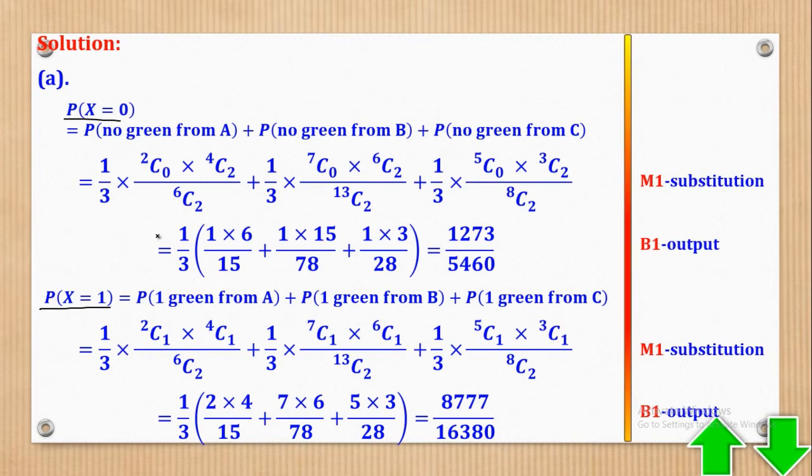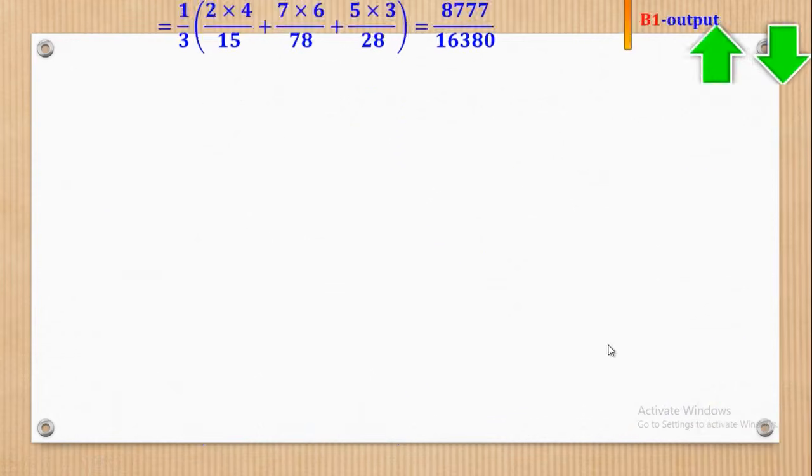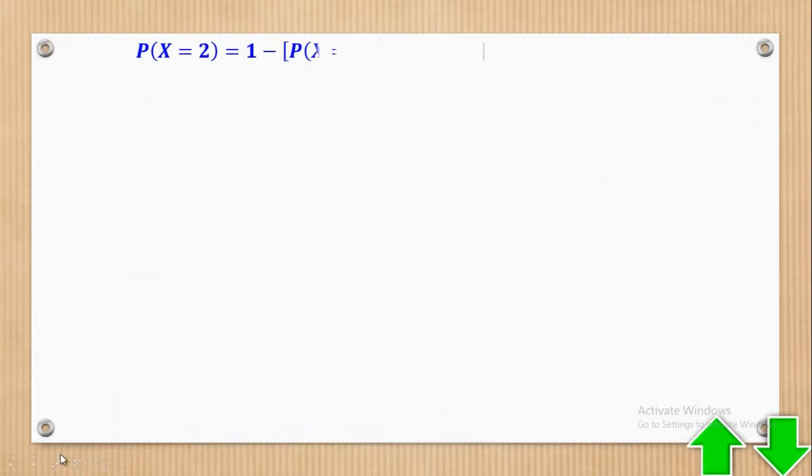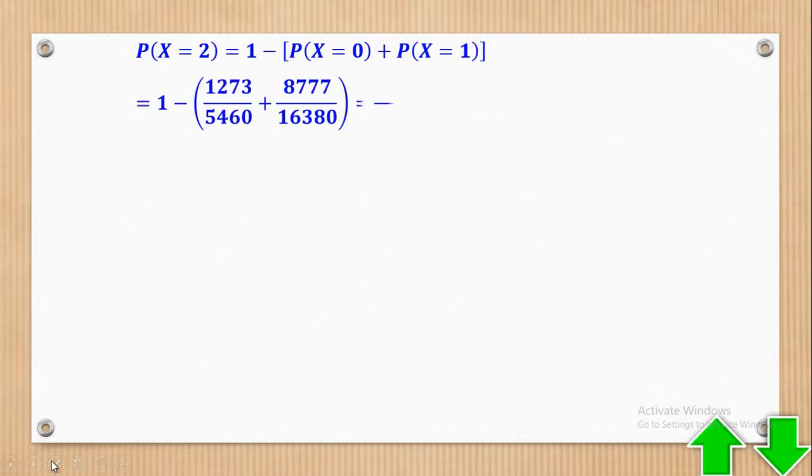We also have to get x equal to 2, but before we do that, let's see marks for this. So M1 for this substitution, A1 for the output, B1 for output, M1 for this, B1 for output. Then x equal to 2, it means that it's a complement. So complement is 1 minus these two outcomes. So 1 minus that, I come up with 946 over 4095.